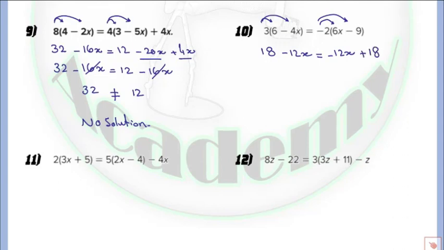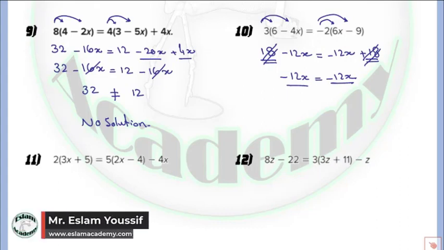If you look at the left-hand side and right-hand side, you will find that they are equal. We have positive 18 and positive 18, so we can cancel them out. Now the remainder is negative 12x equal to negative 12x. You will find that both of them are equal. Once the left-hand side equals the right-hand side, it means the solution will be all real numbers.